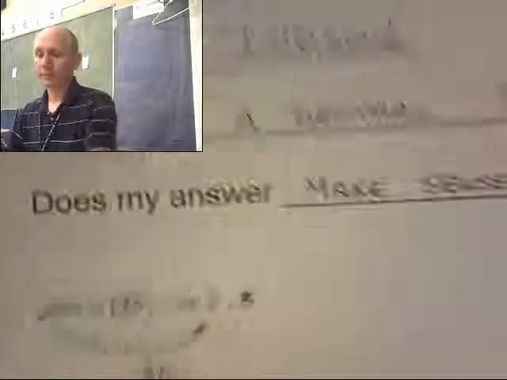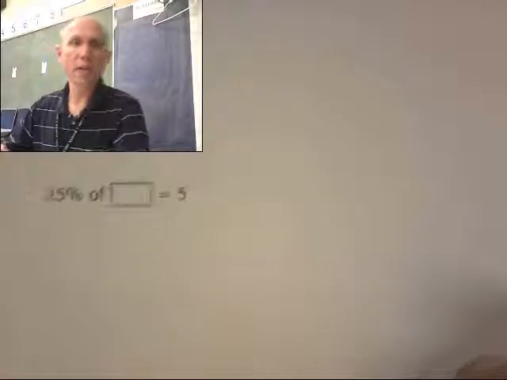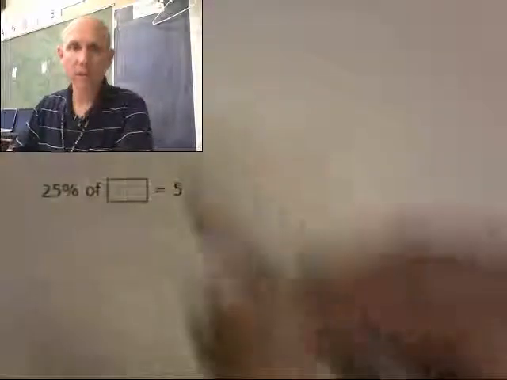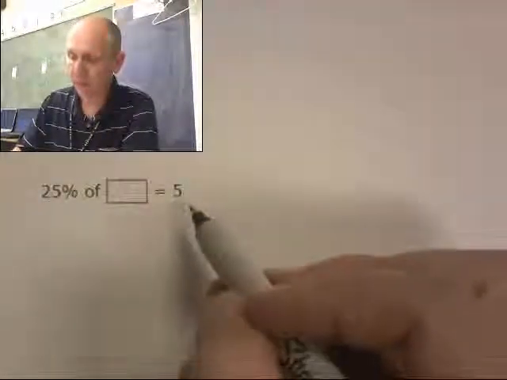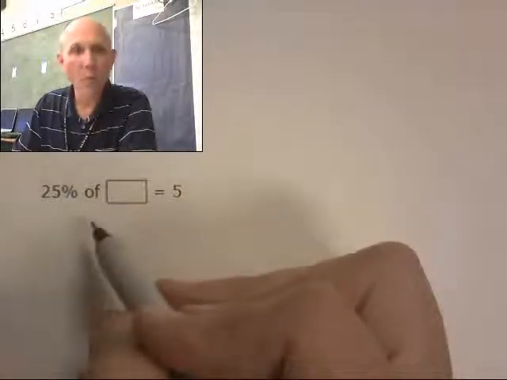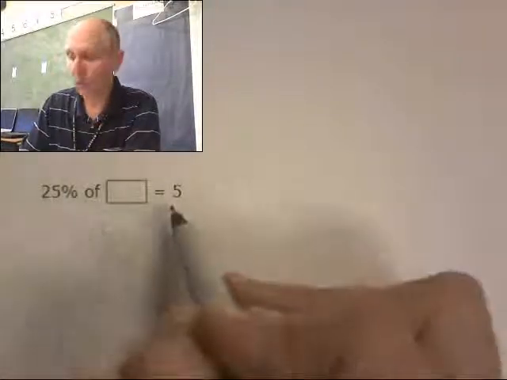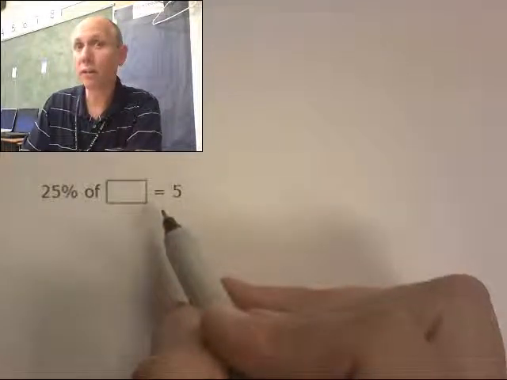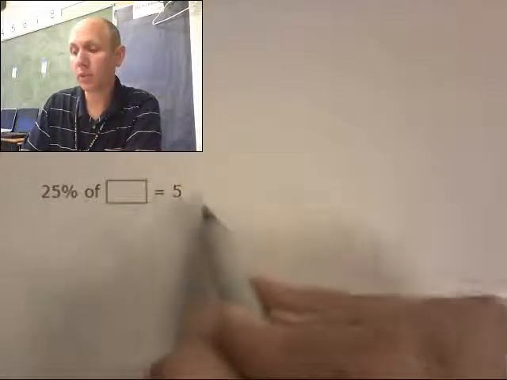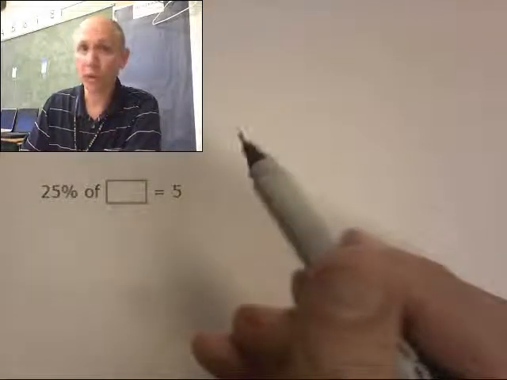Let's try another one. 25% of something is 5. Well, what number divided by 4 would be 5? I think right away, 25% of something, I'm feeling a 20 here. Well, let's do the math.